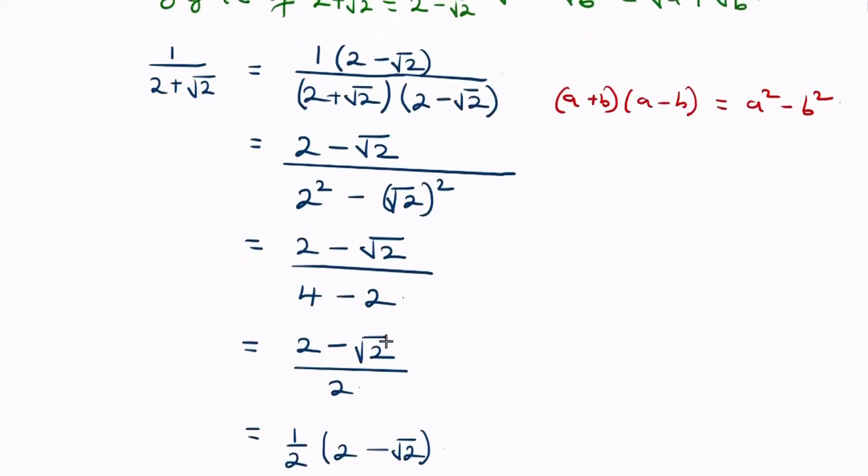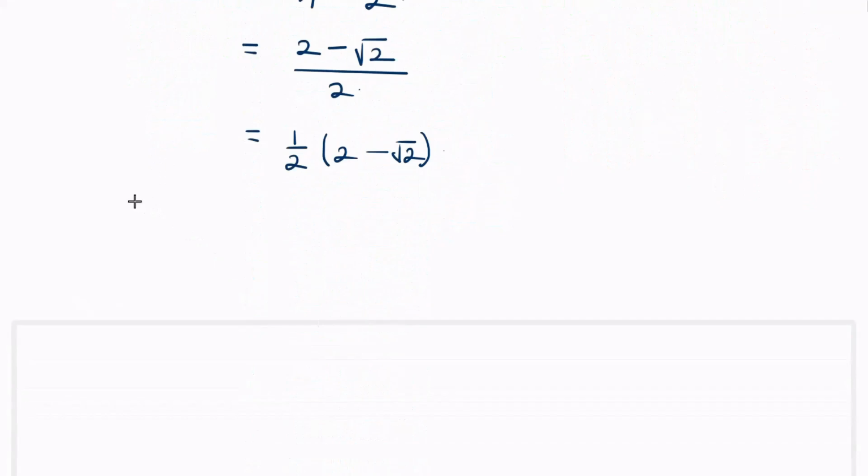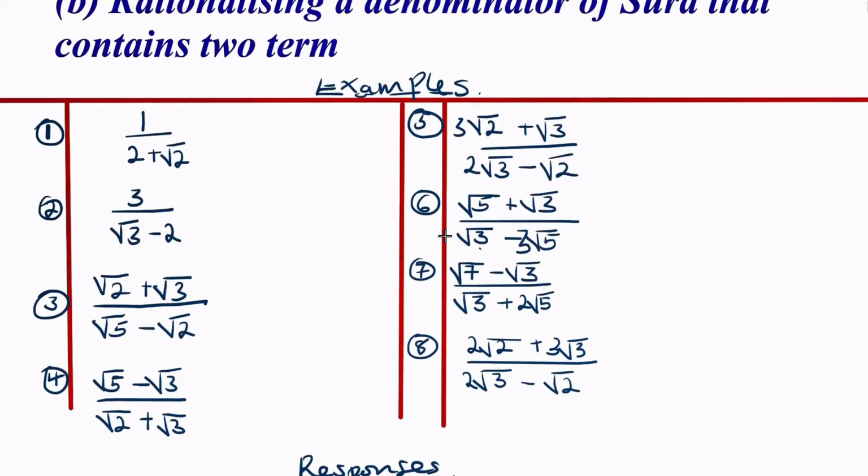Implying that our expression is the same as now having a half into 2 minus root 2, or this very one. We can now conclude and say that therefore 1 divided by 2 plus root 2 is the same as having 2 minus root 2 divided by 2. We can see that our denominator is fully a rational number, which is 2. So this becomes our answer for that number 1. Let's go to number 3.